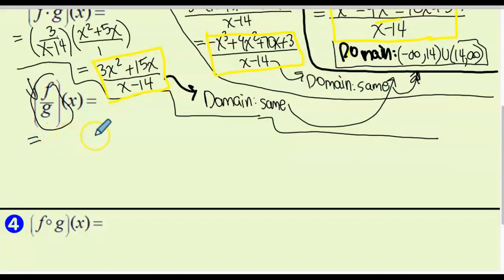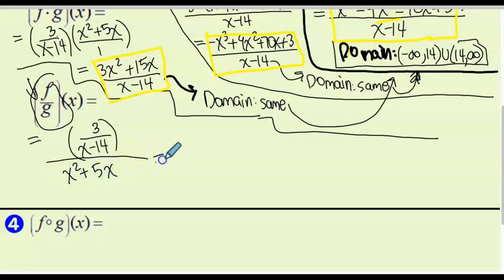So f of x is 3 over x minus 14. And we're going to divide, or put that over, g of x, which is x squared plus 5x. Now, we can't leave that as it is. A fraction should always be dealt with. You should never have a fraction that is added, subtracted, multiplied, or divided without doing something with it.